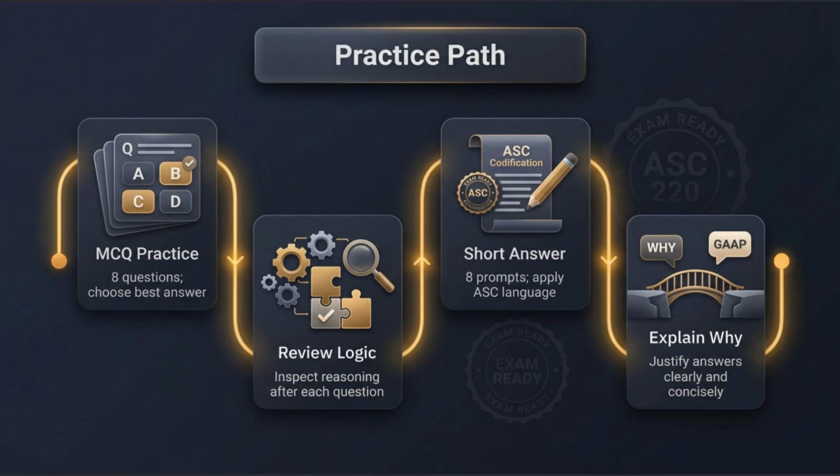Here is the practice path. First, we will work through 8 MCQs. For each one, read the scenario, choose the best answer, and then review the explanation. After that, we move into 8 short answer prompts where your job is to explain the rule in clear accounting language. Keep 2 goals in mind throughout this video. Apply the ASC 220 rule precisely and explain why the rule works. That combination is what separates guessing from real exam readiness.